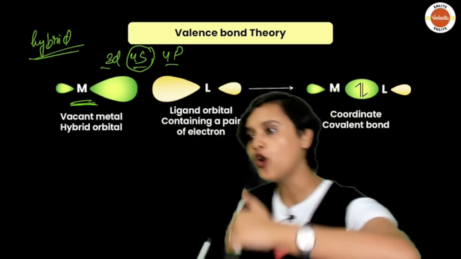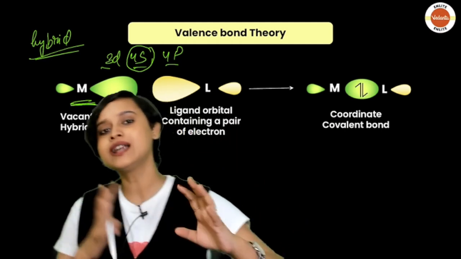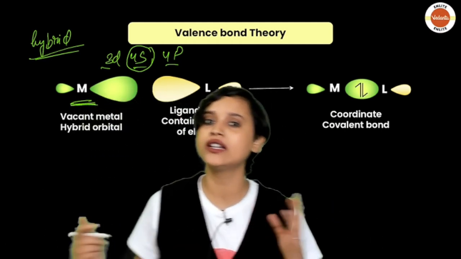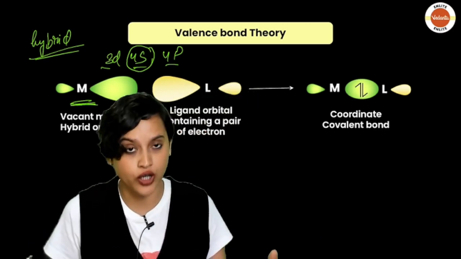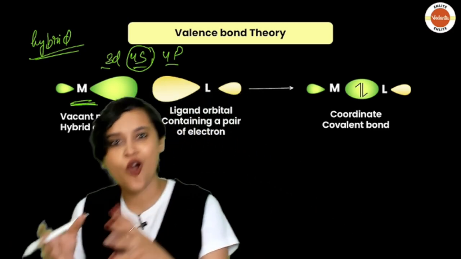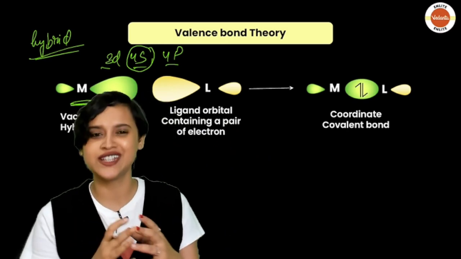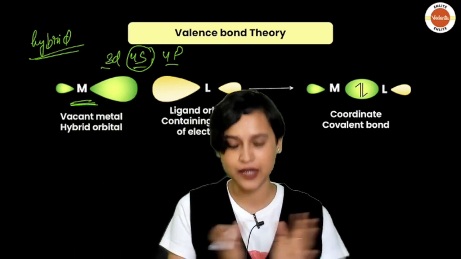Now, before we understand anything else, do you understand the difference between the coordinate bond and the covalent bond? We have all studied ionic bond. We have all studied covalent bond, polar covalent bond, non-polar covalent bond. We have studied all of these things, correct? Okay, great.